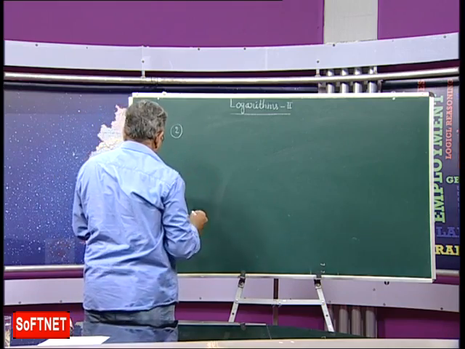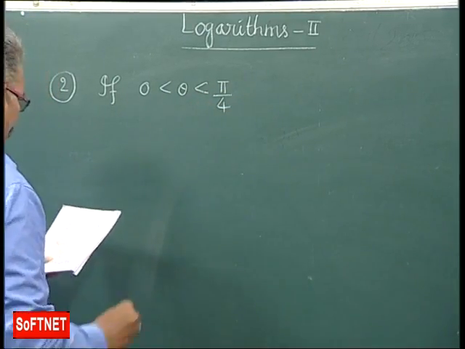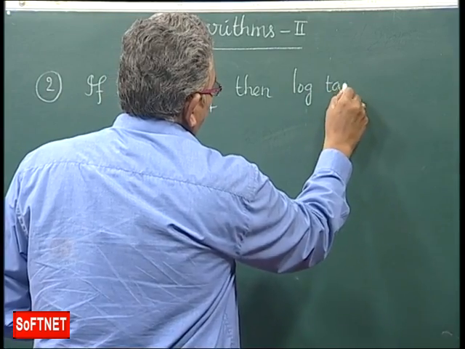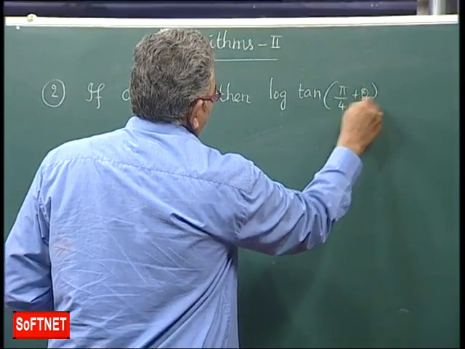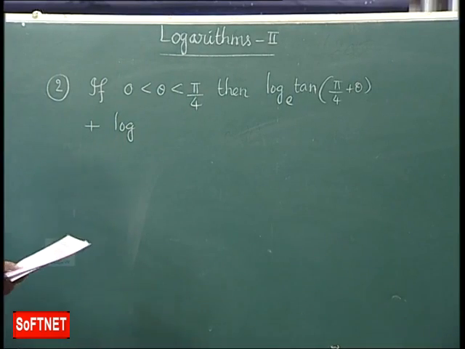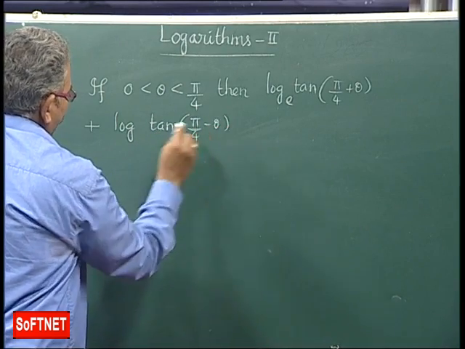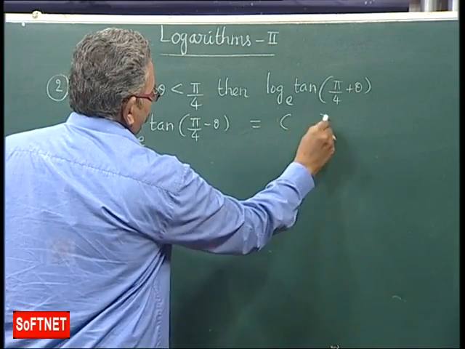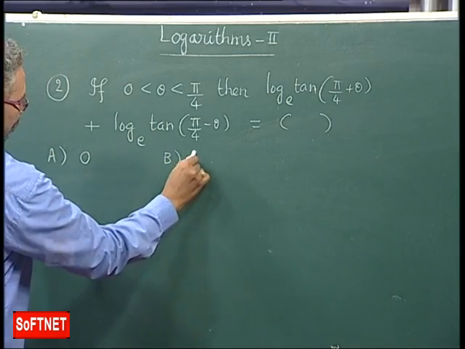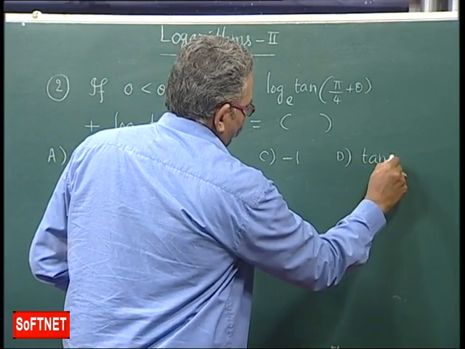Second problem, if 0 less than theta less than pi by 4, then log of tan of pi by 4 plus theta to the base e plus log of tan of pi by 4 minus theta to the base e equals, A 0, B 1, C minus 1, D tan 2 theta.